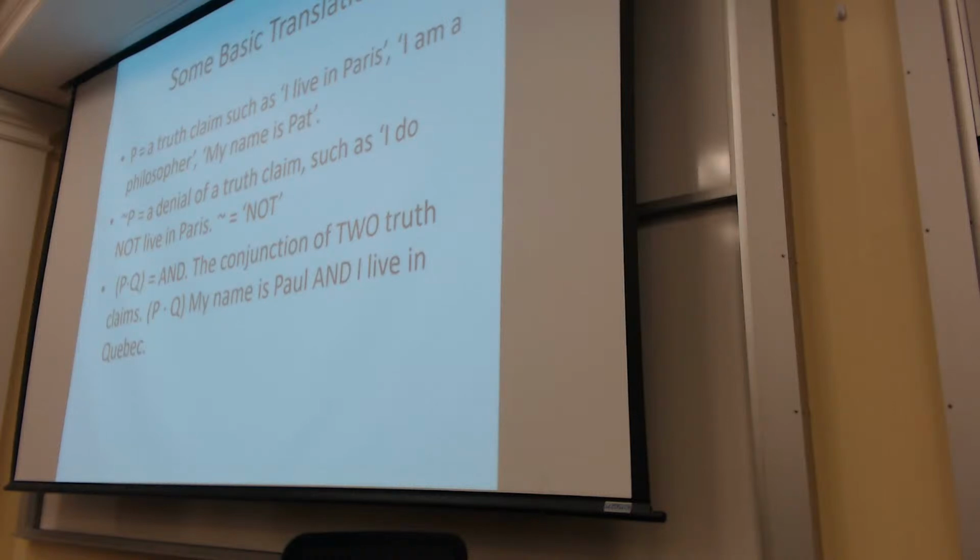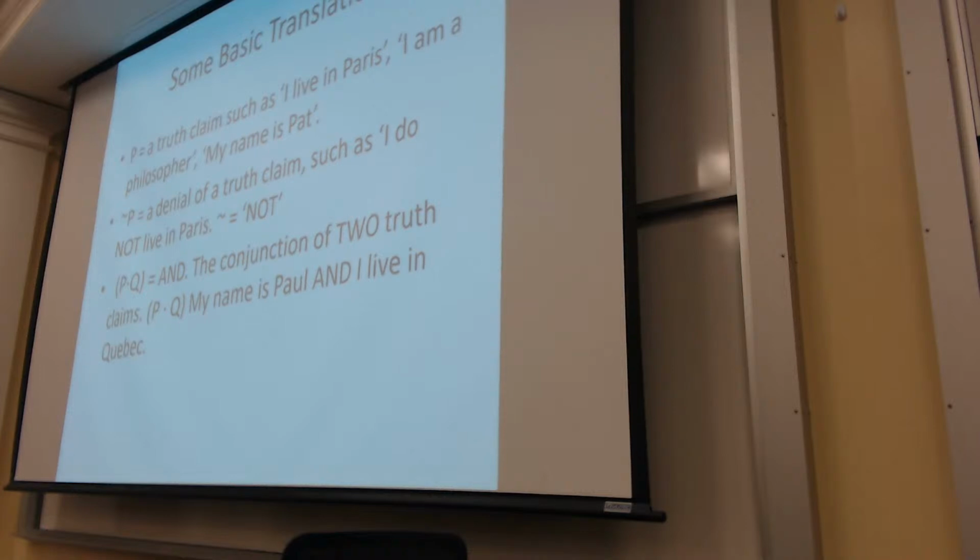Squiggly P, the approximate sign, I think that sign is technically called the tilde. That is a negation. So the squiggly P translates as a not. So it is the claim that I do not live in Paris. My name is not Pat. I am not a philosopher. And as you will see later, you can put negations on almost anything. So one of the big challenges in translating is going to be to identify the proper scope of the negation. What exactly the squiggly, the approximate sign, is negating. All right, that's the easy stuff.